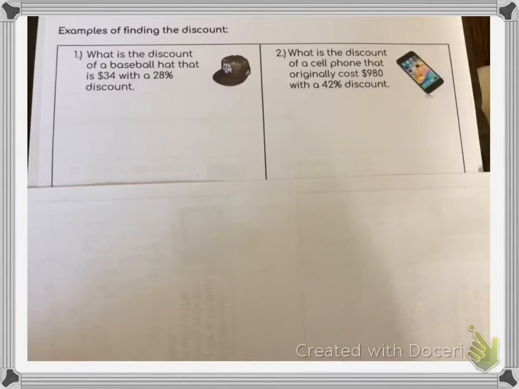Okay, we're going to use our percent equation. A equals P times W. The part equals the percent as a decimal times the whole. We're going to plug in what we have here. We have a hat that is $34 with a 28% discount. So what is the $34? Would that be the part, or would that be the whole?